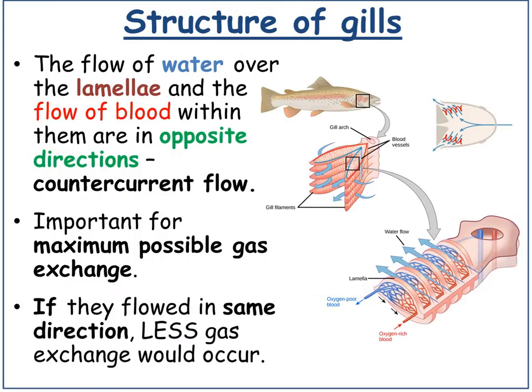So the flow of water over the lamellae and the flow of blood within them are in opposite directions, and this is known as the countercurrent flow. And it's important for maximum possible gas exchange, because if they flowed in the same direction, then less gas exchange would actually occur.